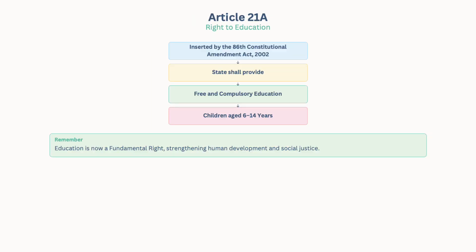Article 21A, right to education, very brief, inserted by the 86th Constitutional Amendment Act of 2002. There was no Article 21A before 2002. It says that the state shall provide free and compulsory education for children aged 6 to 14 years. Very simple. We don't need to discuss that. That's right to education.